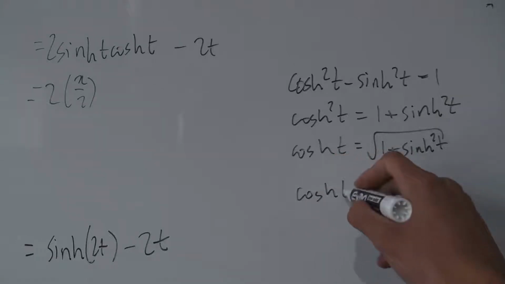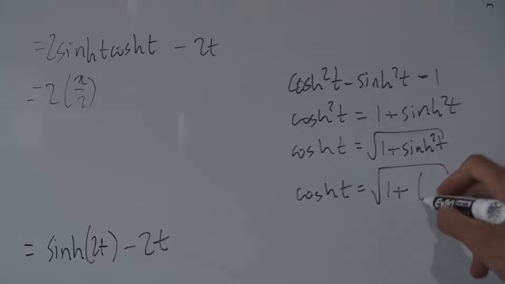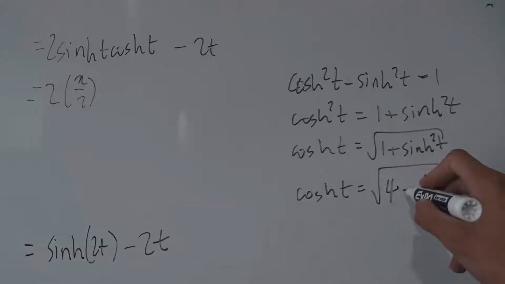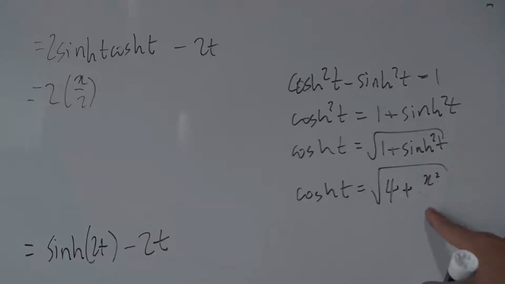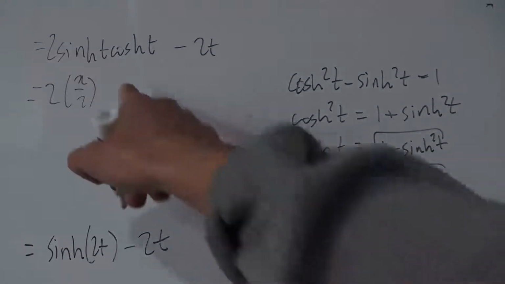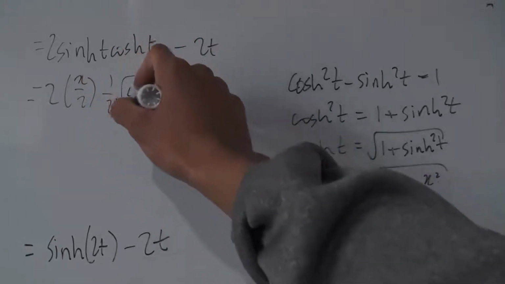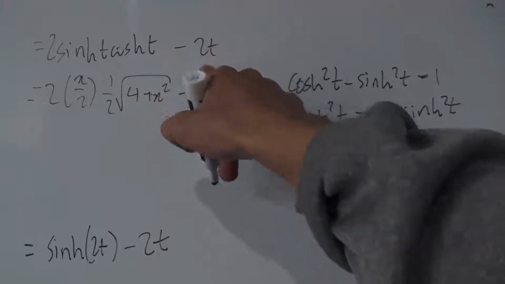So we have cosh of t is the square root of 1 plus x on 2, but squared. And we can expand this out, so we have x squared on 4. And if we multiply everything inside here by 4, we can get rid of this fraction here. So we have 4 plus that. But since we multiplied by 4 in here, we have to divide by the square root of 4, which is 1/2. So this is the same, so we can substitute this back into here. So cosh t is 1/2 square root of 4 plus x squared, and then negative 2t.